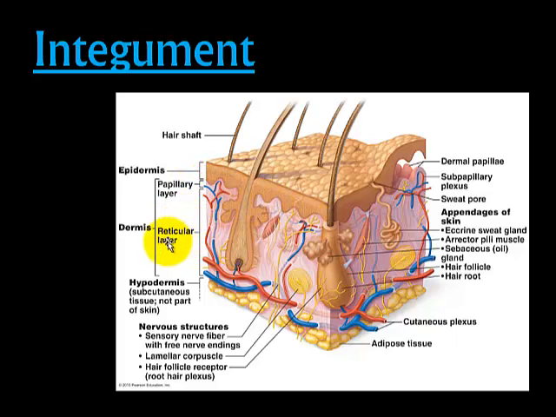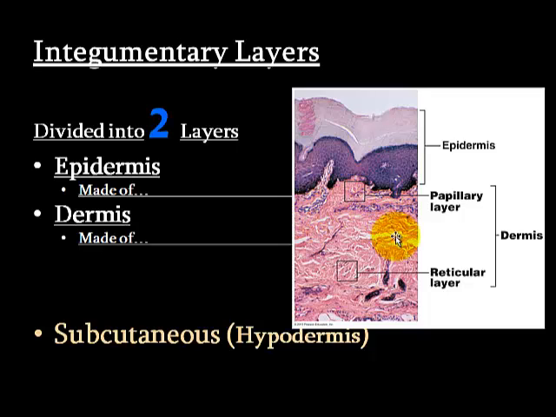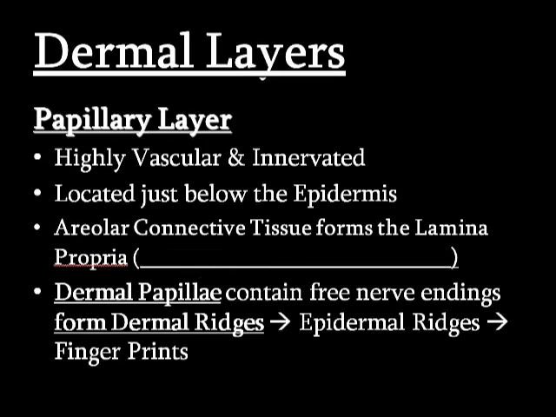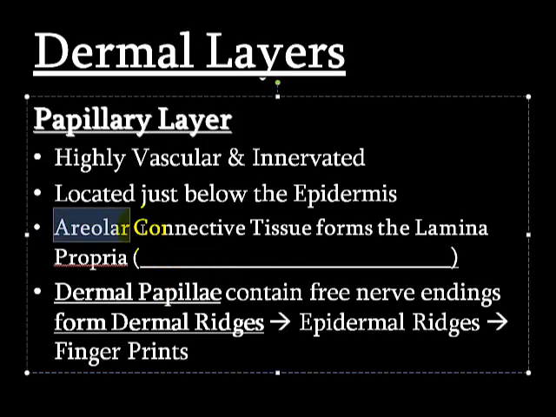The deepest layer of the dermis is referred to as the reticular layer, and this is the layer that is made of dense, irregular connective tissue. This is the thickest layer of the dermis and is also the thickest layer of the skin. And it's structurally strong due to a protein known as collagen. And the papillary layer is made of the areolar connective tissue. It's got some fancy names that you may know, referred to as the basal lamina or lamina propria, and generically known as the basement membrane.